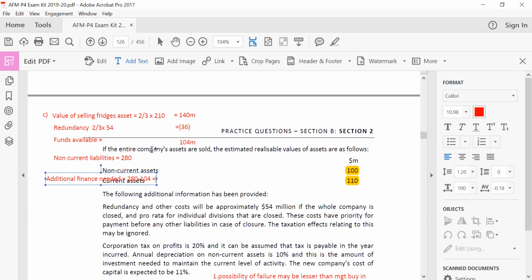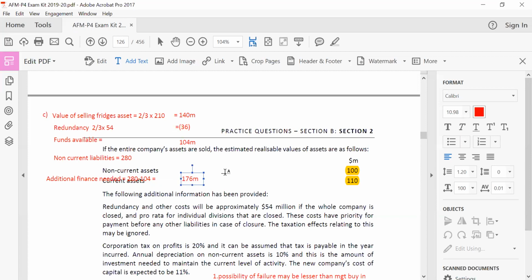Meanwhile, we need to pay for liabilities. So we sold the fridges division, left with the parts division. So the additional finance we need at this point relates to the difference which we have computed. So I think you can do that subtraction and give me the answer. If not, then I do it over here. 280 minus 104, so I end up getting 176. So Doric Co should go and look for this 176 million.